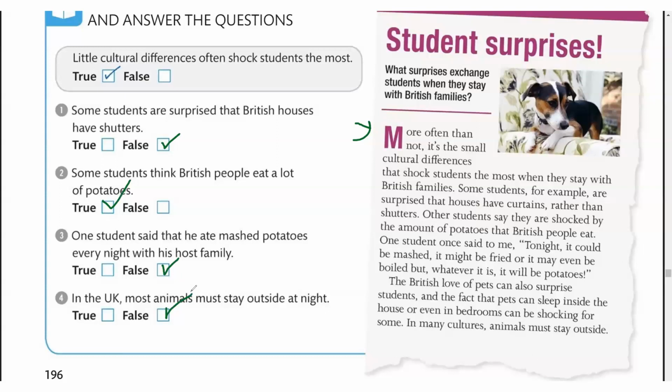So you have to be careful when you're answering these questions that you're just sticking to what is in the passage. So for example, number 3, one student said that he ate mashed potatoes every night with his host family. Mashed potatoes. He said he did, but what did he say? What did the text say? He said, yeah, sometimes it is mashed, but it could be fried, could be boiled. So that's really false because that's not what he said. Okay, so if you got any of these wrong, go back and check the text. Is that what it said, or do we have to make an inference or infer based on what it said? Okay, very good. Let's clear the board.